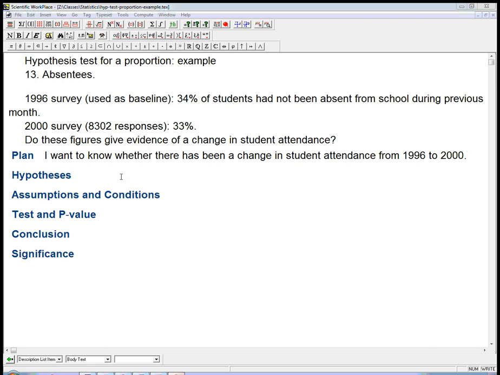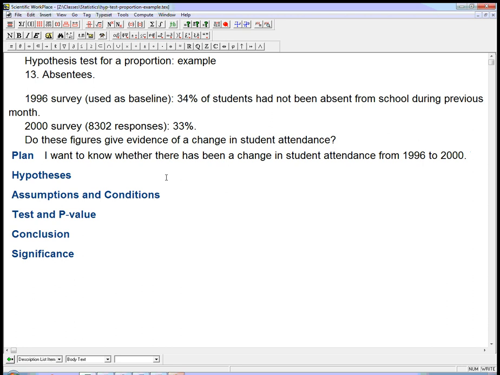Okay, so we want to know whether there's been a change in student attendance from 1996 to 2000. And there's the suggestion that we're going to use the 1996 survey as a baseline. So we're going to use that number as our reference. In other words, we're going to make the null hypothesis that the percentage is 34%, and that maybe the 33% we're seeing is just random variation.